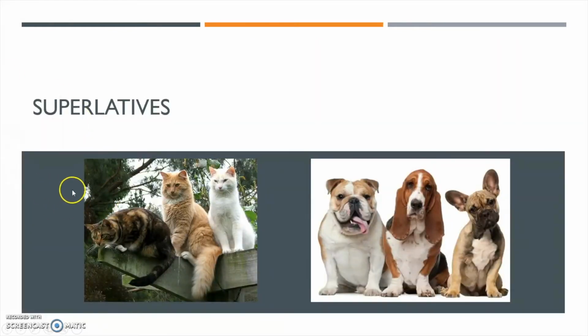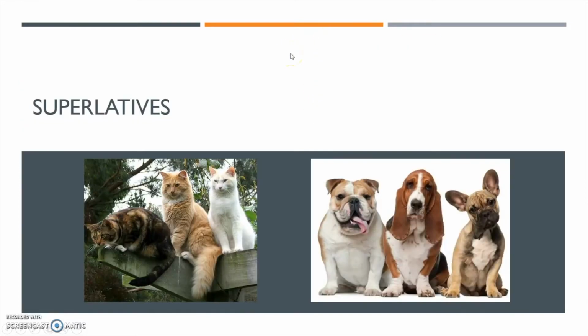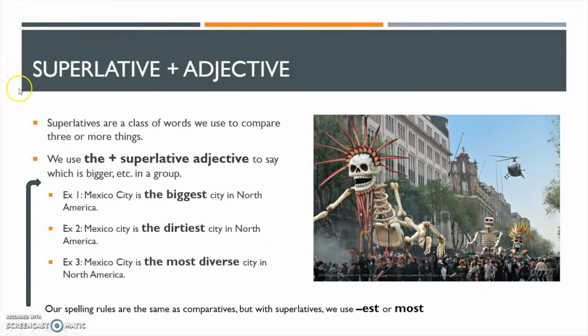Right, so that was the section on comparatives. Now let's look at superlatives. Maybe you can guess from the pictures that we use superlatives to compare three or more things, whereas in comparatives, we were just always comparing two things. So if you know how to use comparatives, superlatives are going to be really easy.